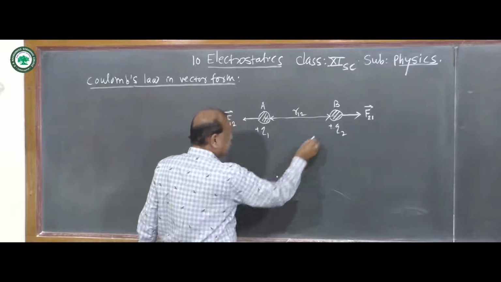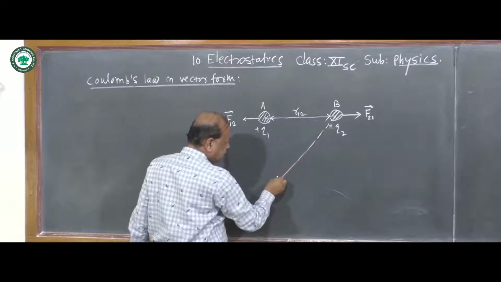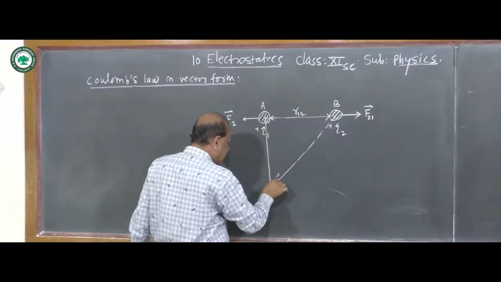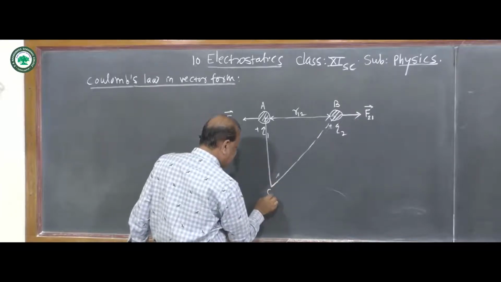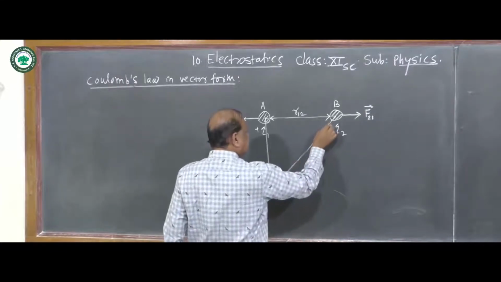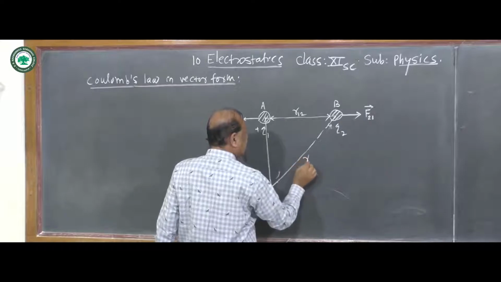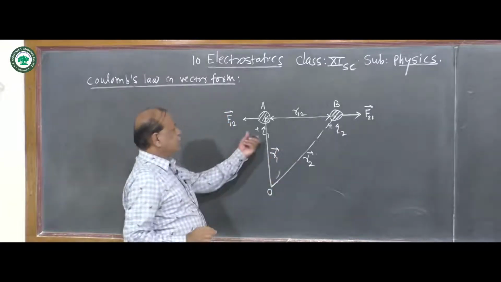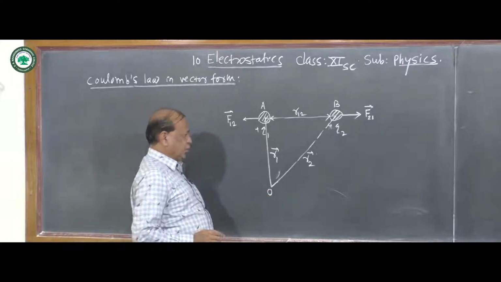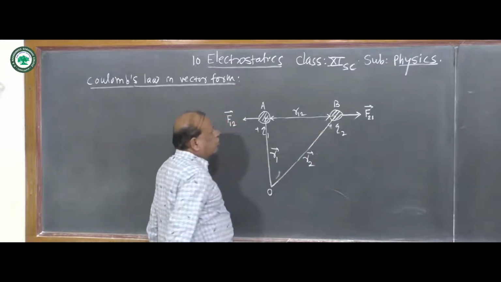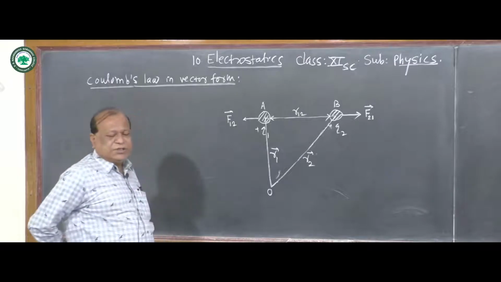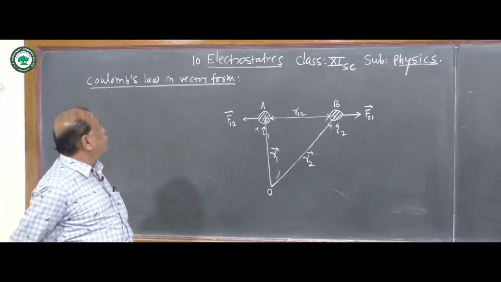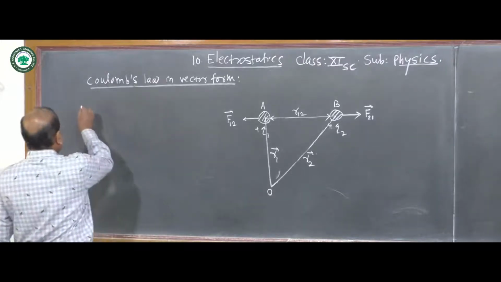Now these are at a distance from a point O. Now their position vectors are here r2 bar and here position vector r1 bar from these two charges to the point O. Now we have to consider here the directions of these forces, and we have to explain this Coulomb's law in a vector form.